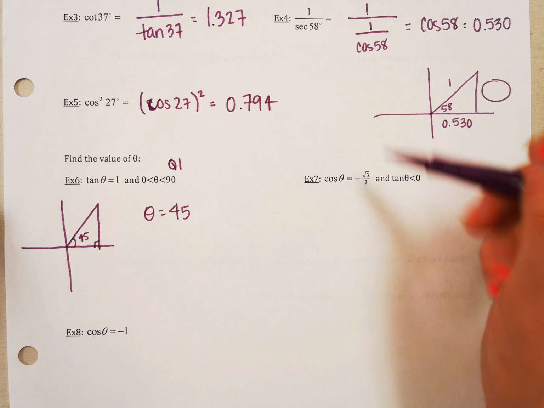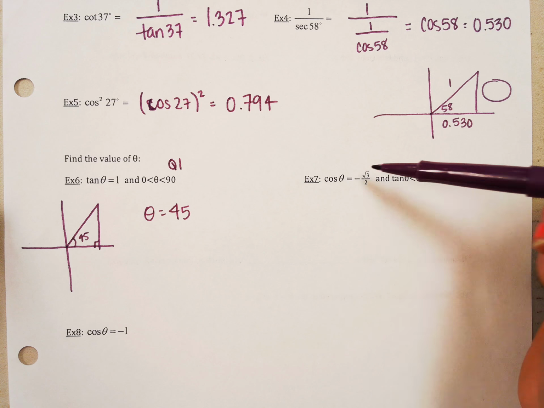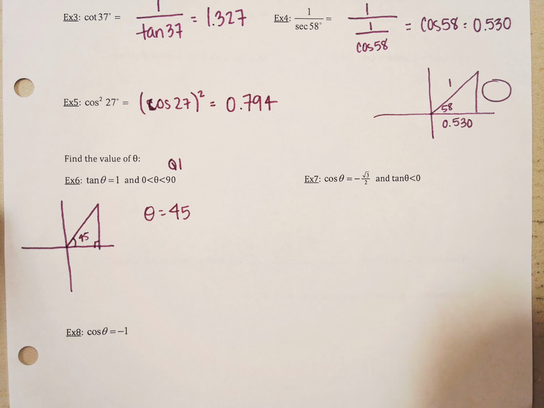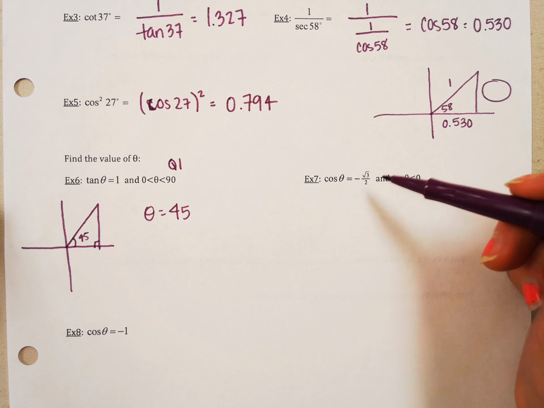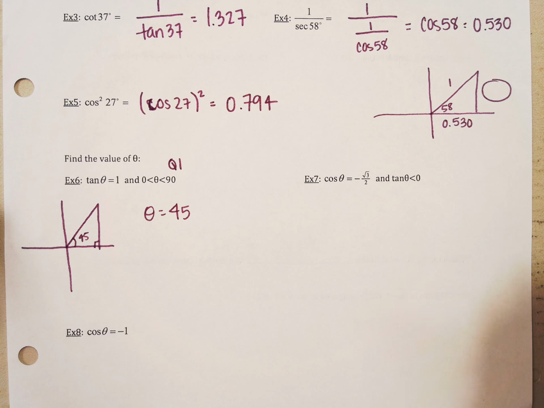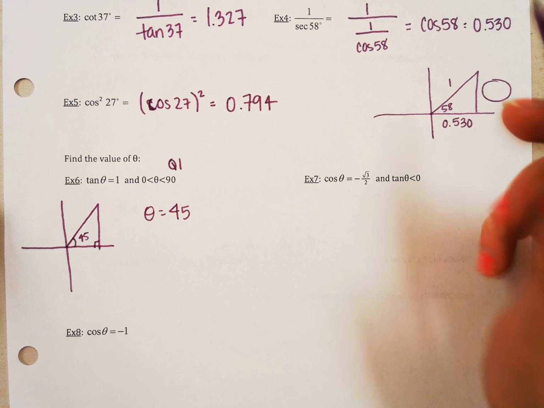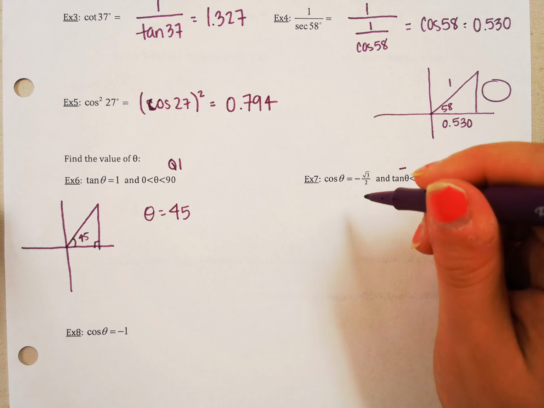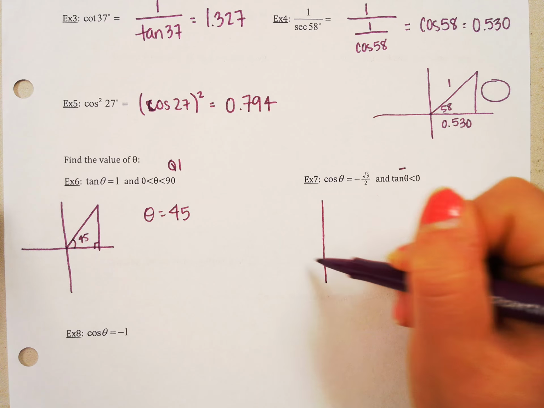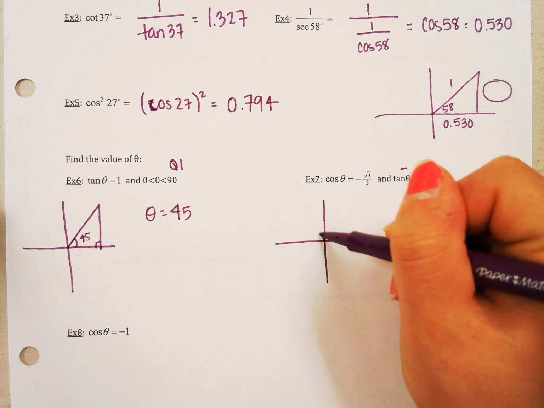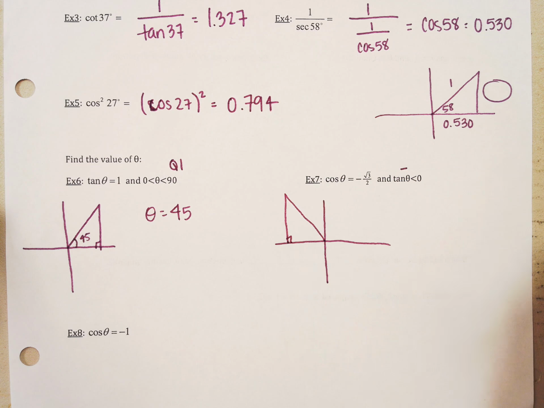Okay, what about this? We have cosine of theta is negative root 3 over 2. That means that we're dealing with a 30, 60, 90 triangle. That's one of the ones that we know. And the tangent of theta is less than 0, which means that it's negative. So cosine's negative, tangent's negative. That means that our triangle here is in quadrant 2.